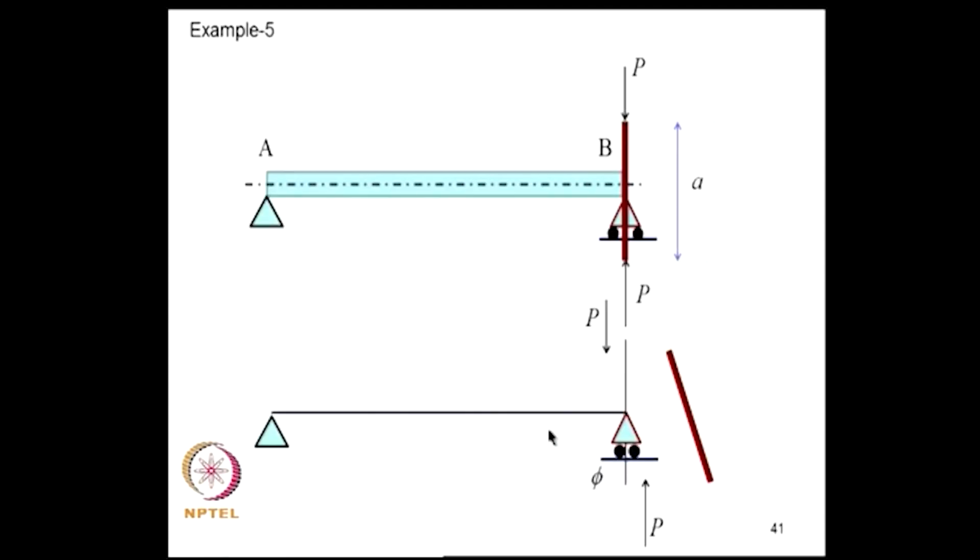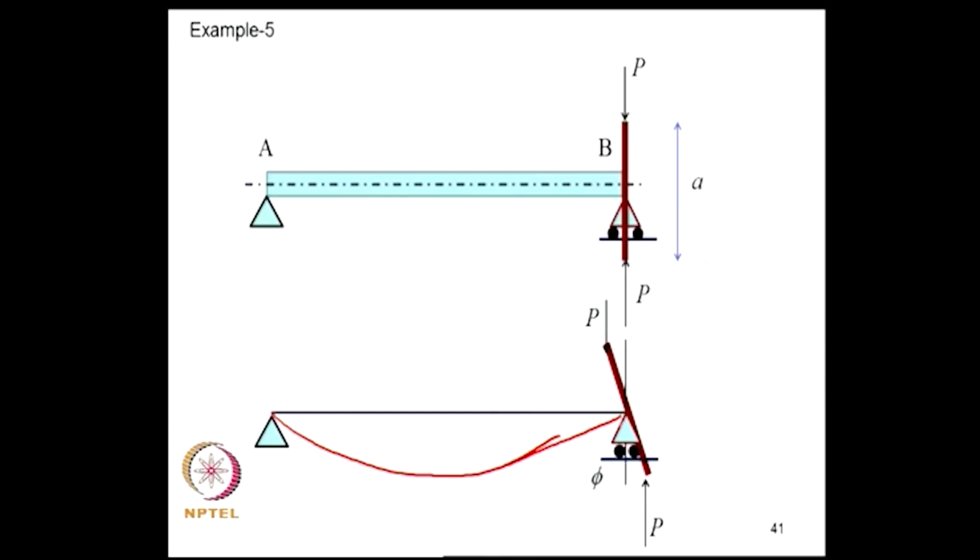Another example, imagine there is a single span beam and at the end there is a rigid disc and this disc is loaded by load P, okay, and this disc can rotate along with the beam. So, in the deformed geometry the disc would have become like this and the beam deflection will be something like this. That means, if an adjoining equilibrium position is possible, it may be like this.